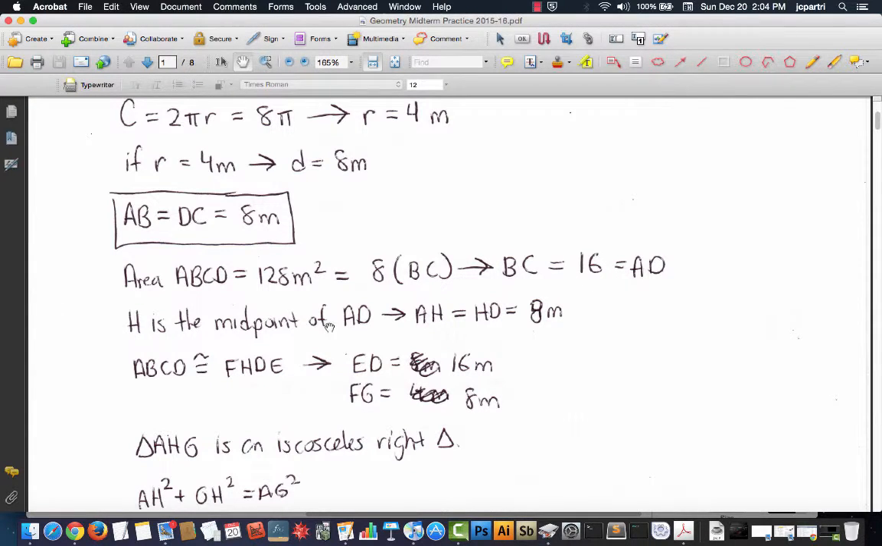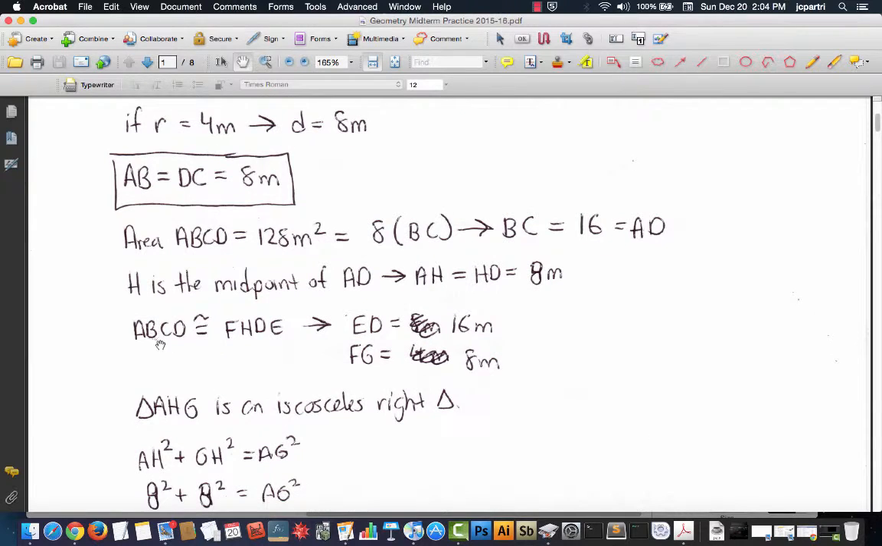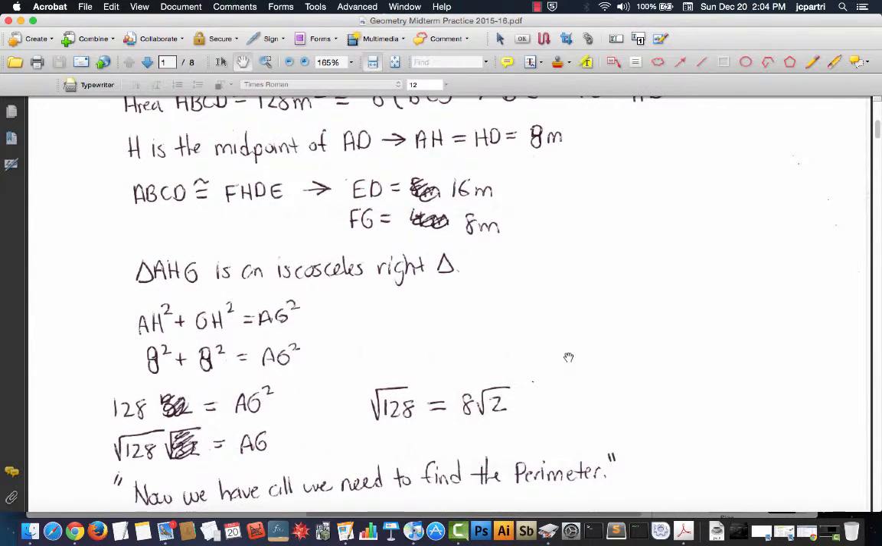And since H is the midpoint of AD, this means that AH and HD must be 8 meters also. The two rectangles are congruent, so that means also that ED is 16 and FG is 8. All right, now we have to find AG, which is the hypotenuse of a right triangle, in order to get the perimeter. Triangle AHG is an isosceles right triangle.